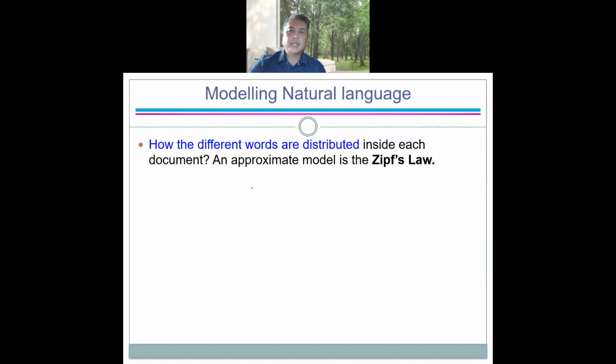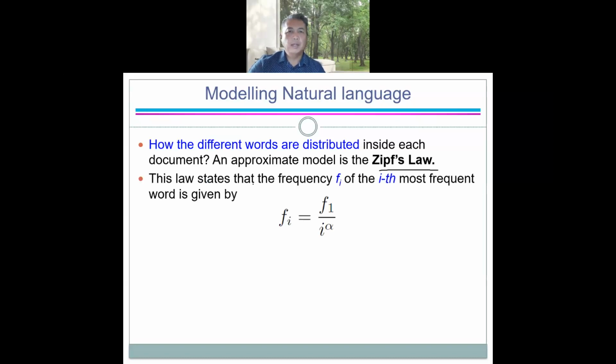Okay. How are the different words distributed inside each document? We can use Zipf's law to model the distribution of the words. Zipf's law says that the frequency Fi of the i-th most frequent word is given by this. So for example, if you have the words I am Batman, ini contoh sajalah. They say, what is the frequency Fi of the i-th most frequent word? It is given by this.